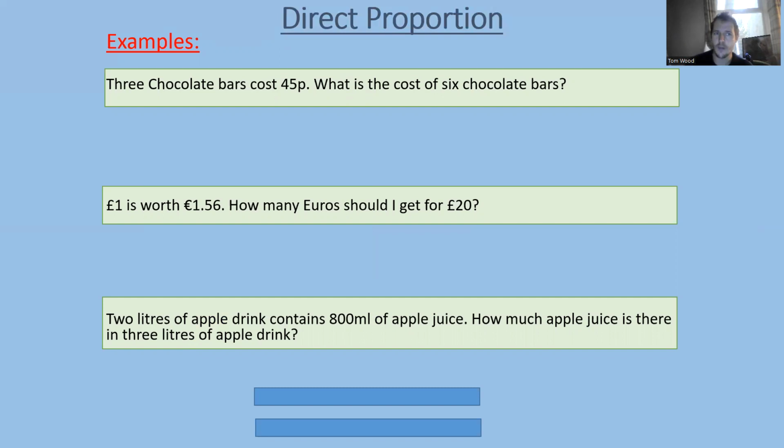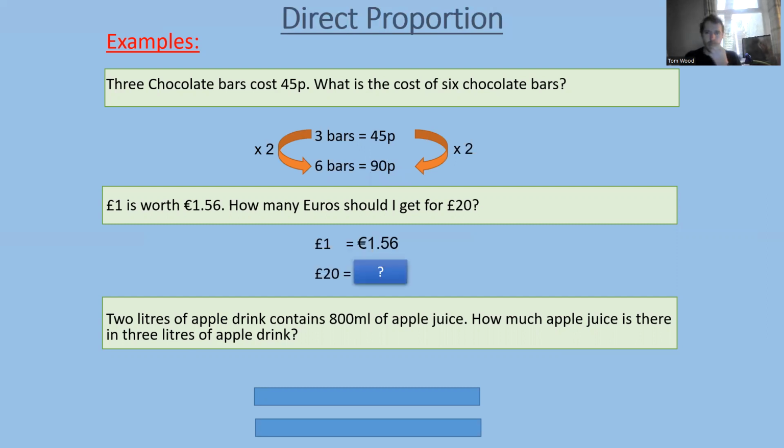So for our first example then, if 3 chocolate bars cost 45p, how much will 6 cost? Again, it's very straightforward maths. We don't even have to know what 1 chocolate bar costs because we're aware of the link between these. If 3 bars is 45p, 6 bars is just double as much. I've multiplied it by 2. I've got 2 times as much. It will therefore cost 2 times as much.